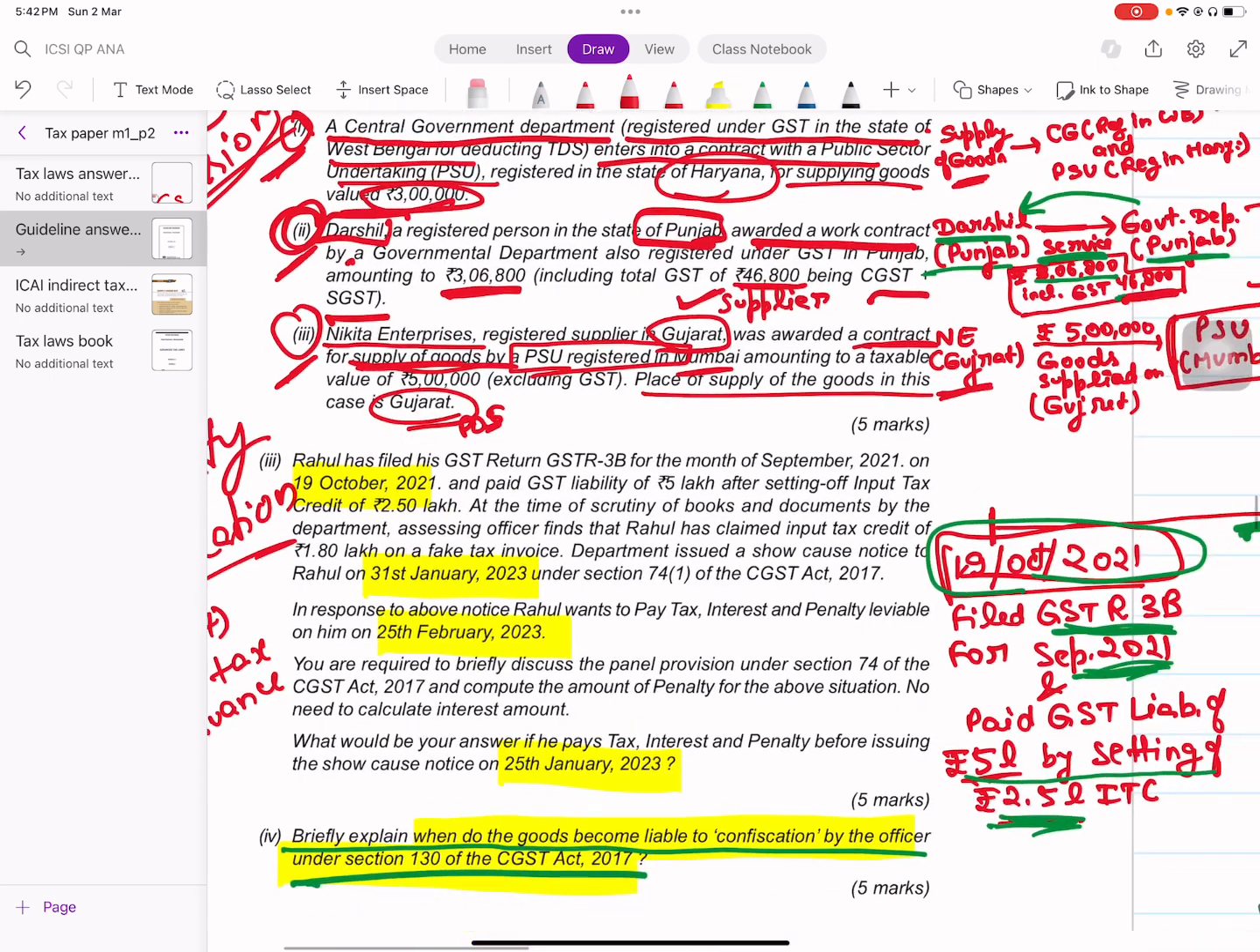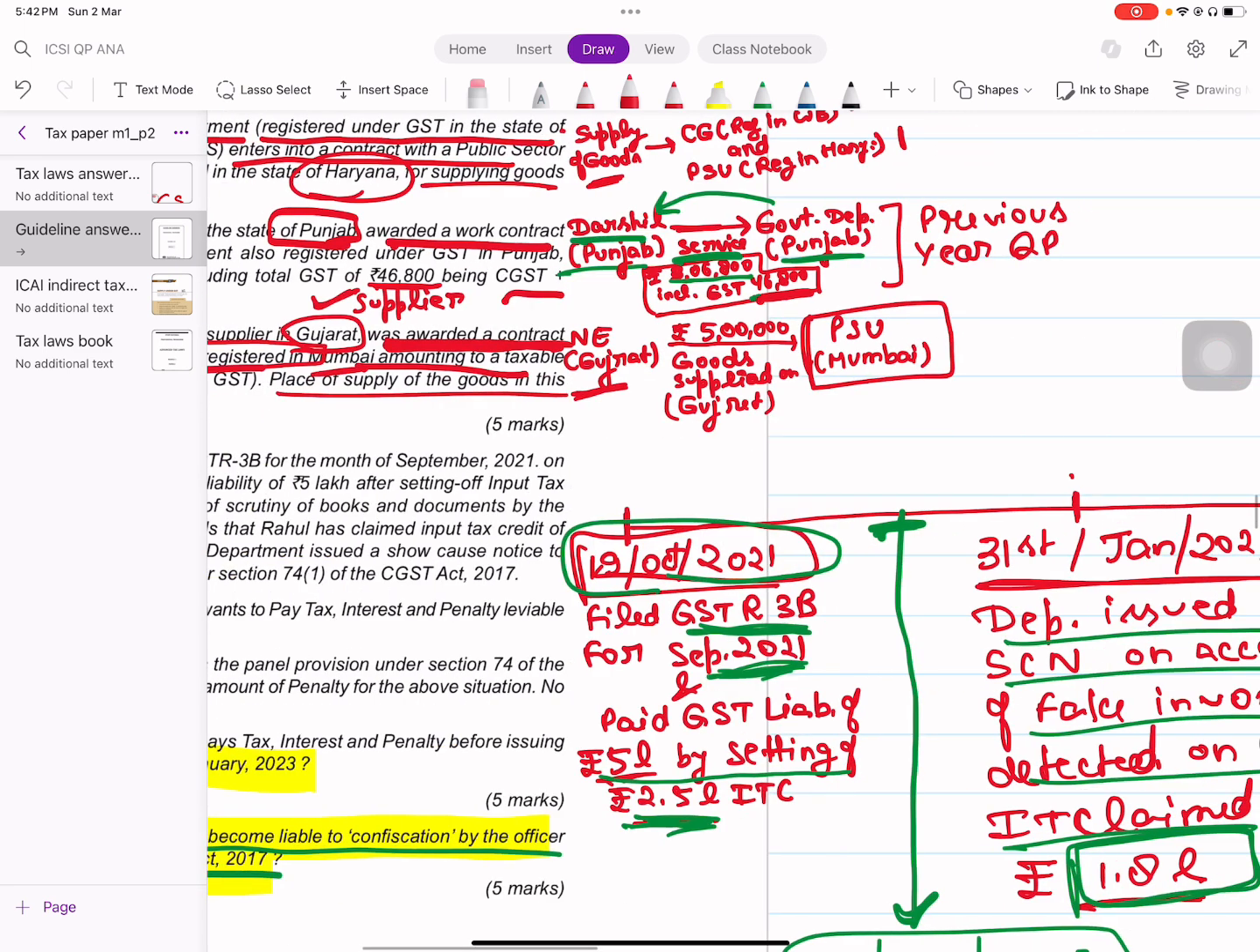Next question. Nikita Enterprises, a registered person in Gujarat, was awarded a contract for supply of goods by a PSU in Mumbai, amounting to a taxable supply of 5 lakh rupees. The place of supply of these goods is Gujarat. Now what happened is, the supplier is in Gujarat and the goods are supplied in Gujarat, however the recipient, the PSU, is in Mumbai.